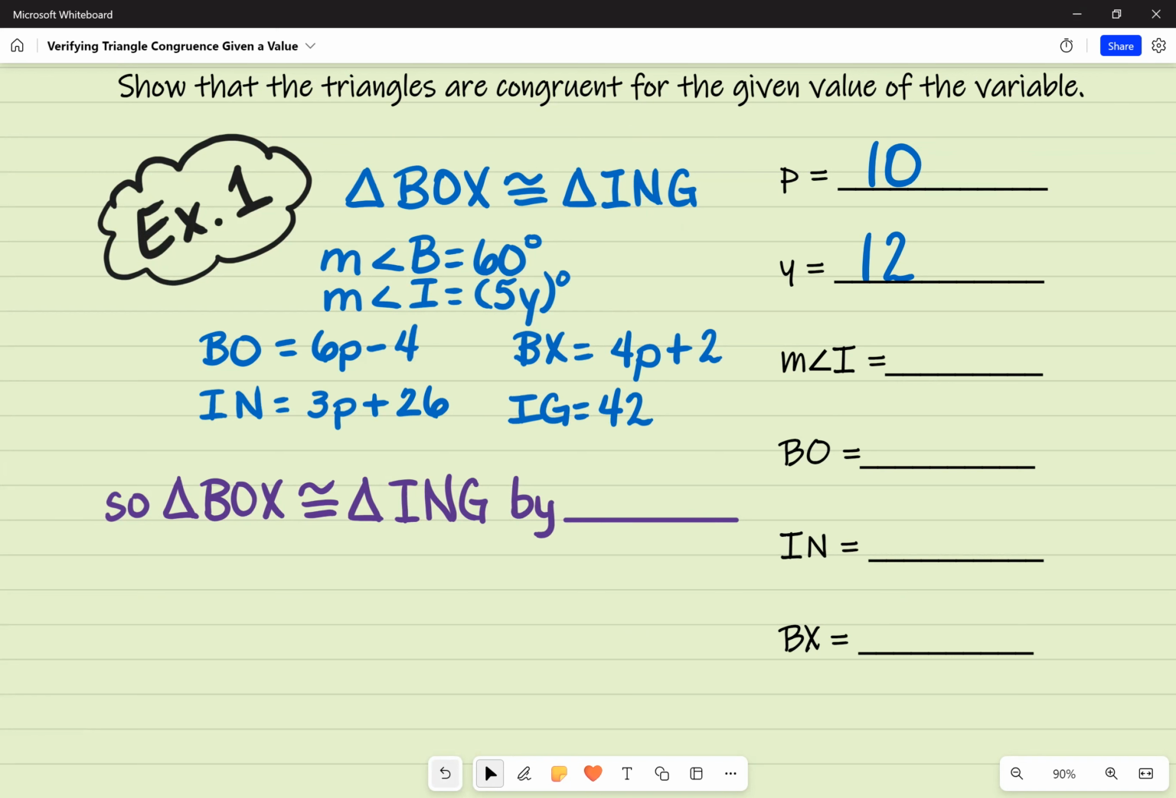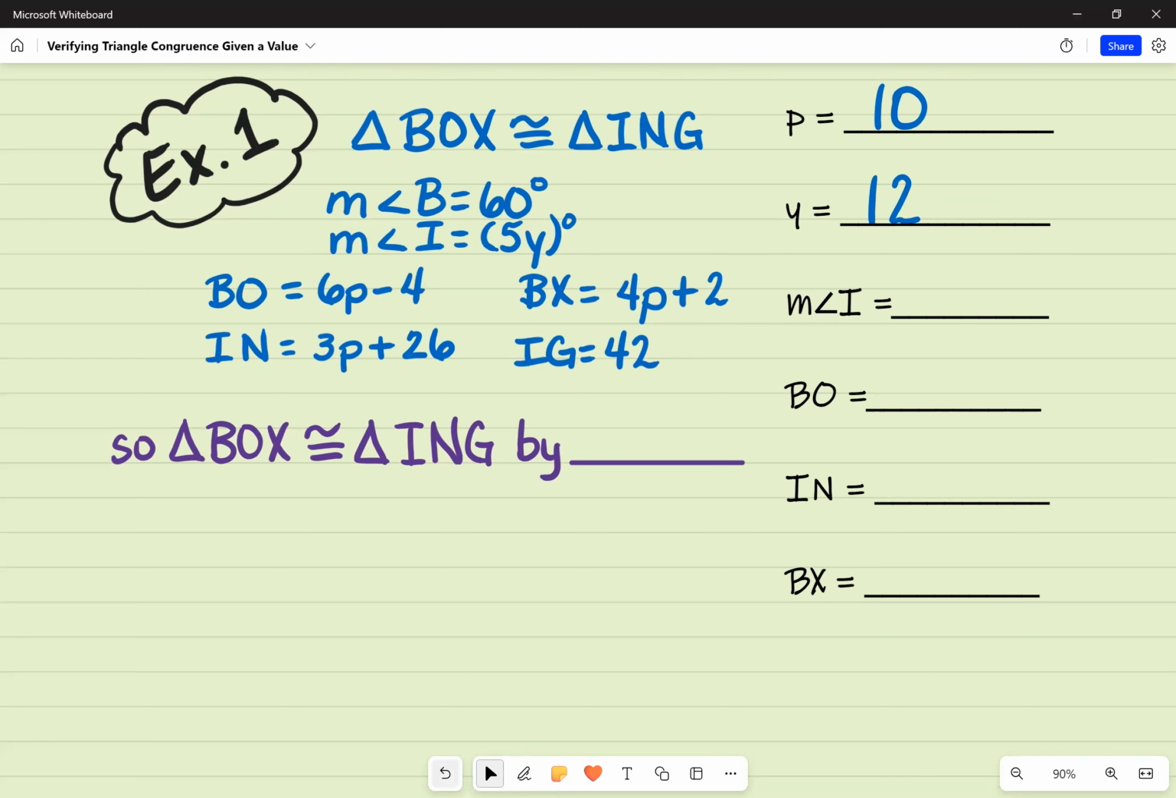What I don't see is a figure. So what I would do is go ahead and draw it myself. I'm drawing two triangles next to each other. For the first triangle, its name is BOX, so B is on top, O, and then X. I is in the first position, N is in the second position, and G is in the third.